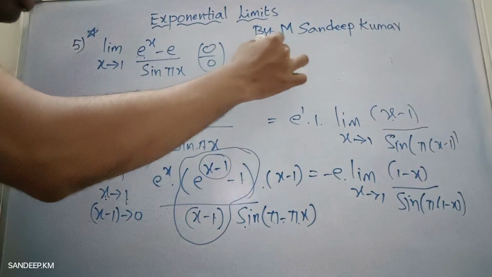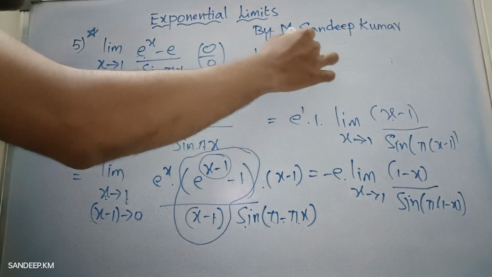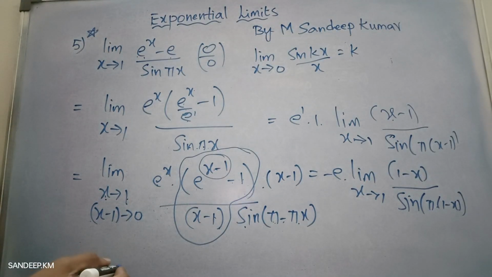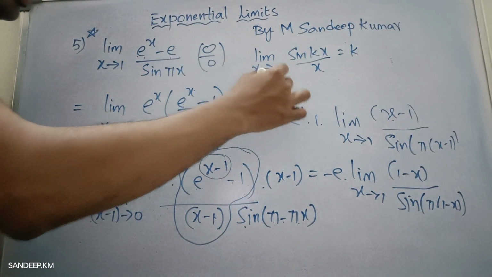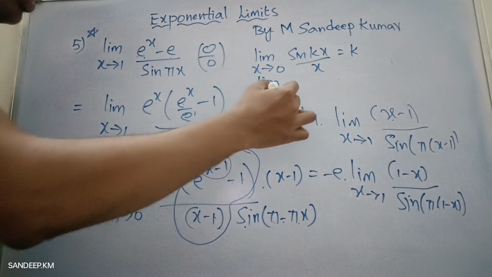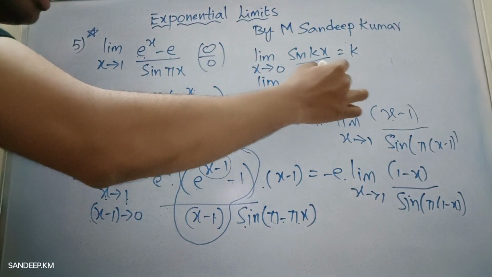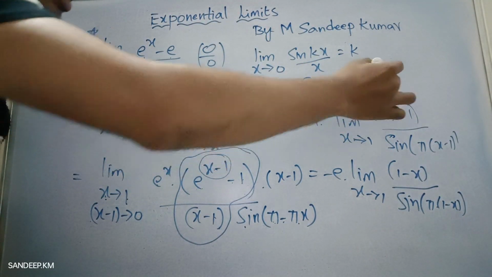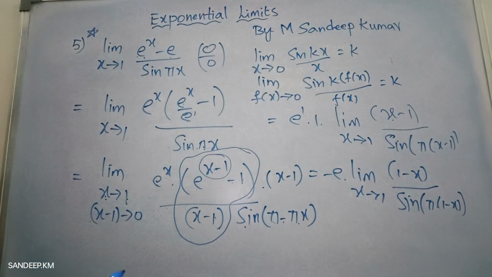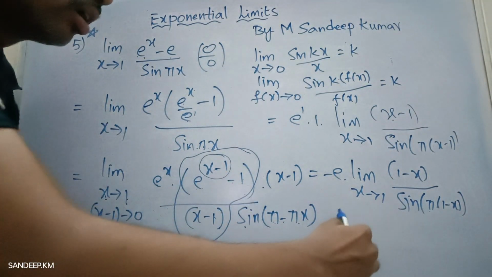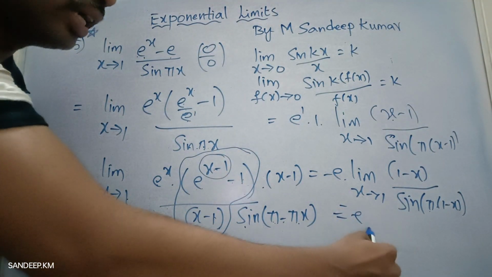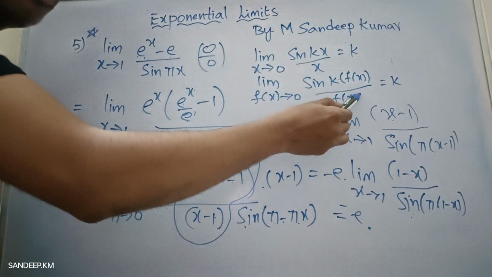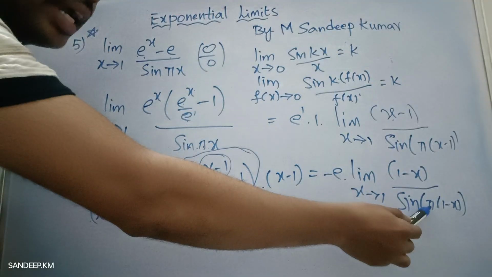Do you remember? Limit x approaches 0, sine kx by x is equal to k, or limit x approaches a, if f of x is approaching 0, then sine k into f of x by f of x is also equal to k. So if I apply that, what will I get here? Minus e into, it is the reciprocal of it. This is the reciprocal of this form. Okay, so I will get what?